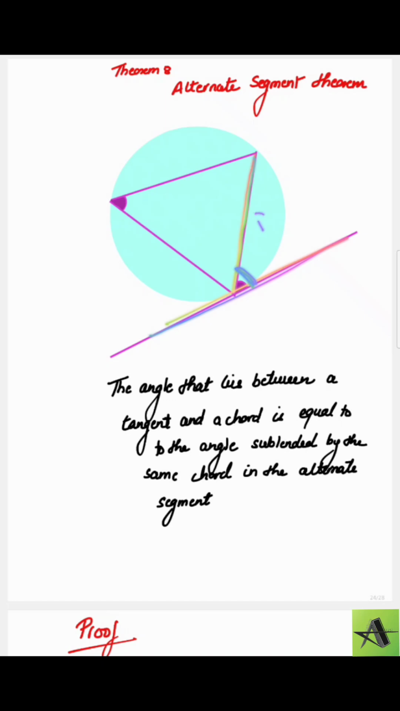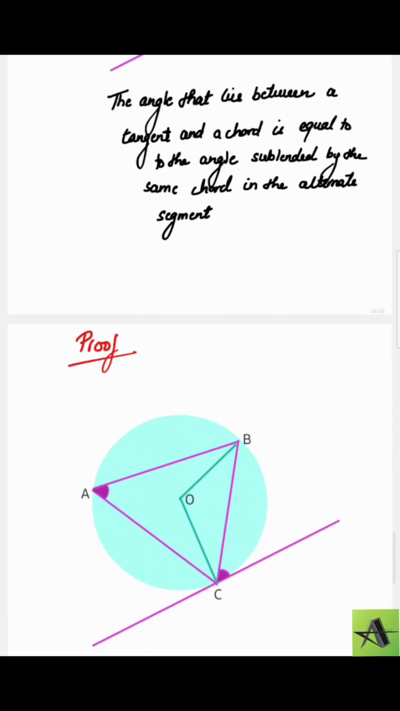Now this is the first segment, as I told you, the minor segment. This is the second segment, that is your major segment or alternate segment. So this chord can make an angle here, so in this case, this chord is making an angle here. So this angle and this angle are always equal to each other, and that's the meaning of the alternate segment theorem.